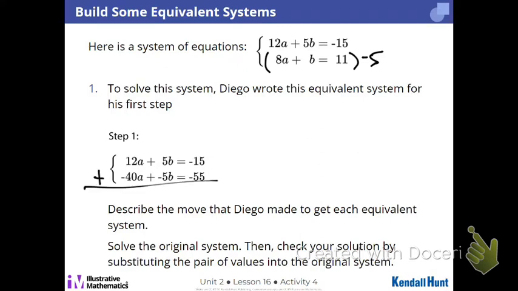So if we add these together, then that'll eliminate. Now, if you multiplied by 5, it still works. You would then just subtract. With your partner on your vertical workspace, please get the solutions for a and b.